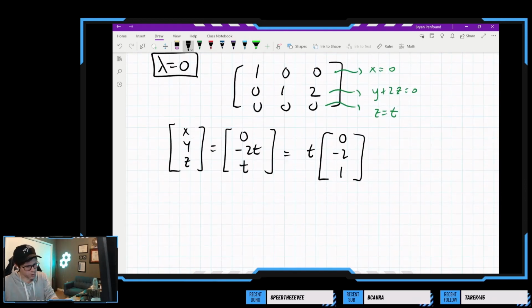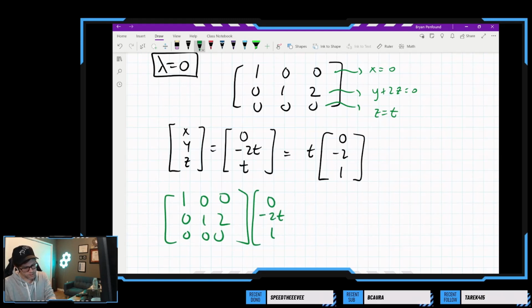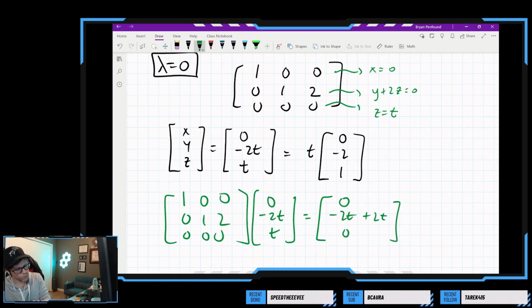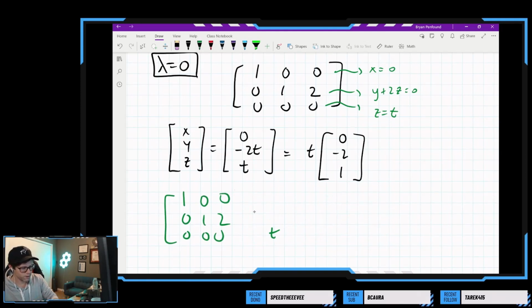Is that true? Really? So if I take A and I right side multiply by the vector that looks like this, does that get sent to the 0 vector? So 1 times 0 plus 0 plus 0, 0, negative 2t plus 2t, and then 0 plus 0. Cool. So it's actually a little bit of a bigger space than I originally thought. But yeah, all of these vectors should get sent to the 0 vector. That's what lambda equals 0 means.